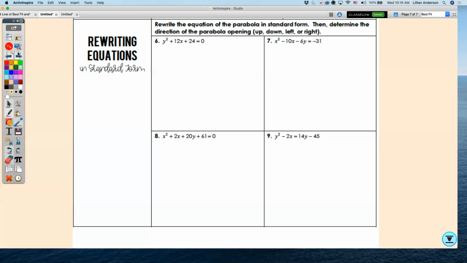First off, you always want to identify your squared term, because remember, that's going to be on the side by itself. Our squared term for number 6 is y, which means that all the other terms, since they don't have a y in common, there's a constant there, they need to go to the other side. So I'm going to leave the y squared on the left, then I'm going to subtract 12x and subtract 24 over to the other side.